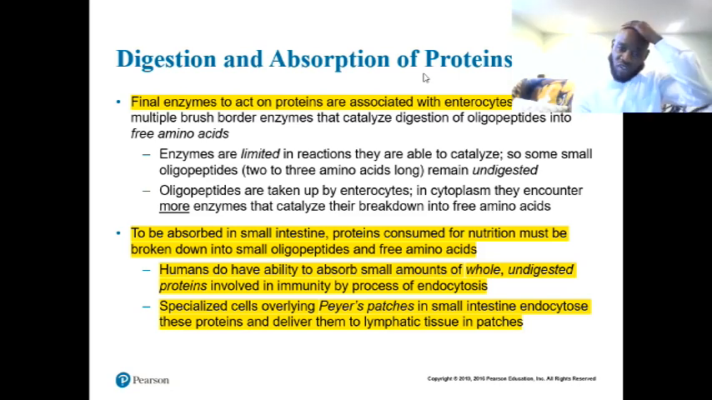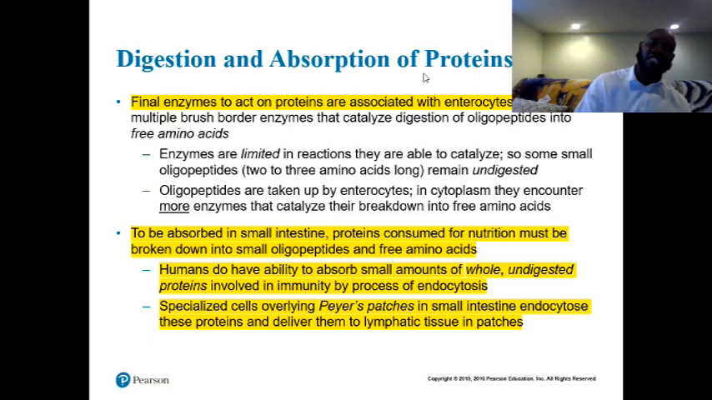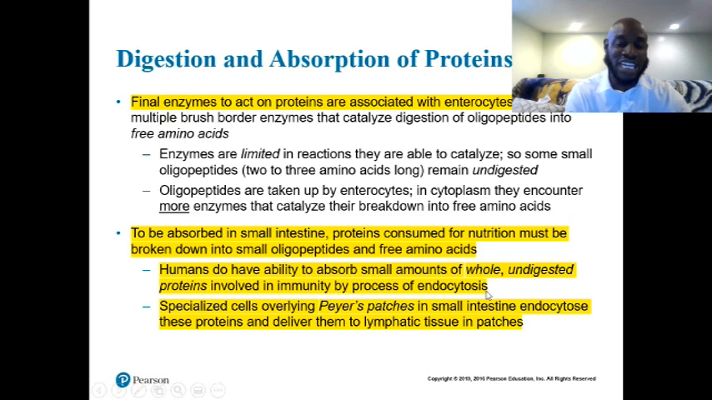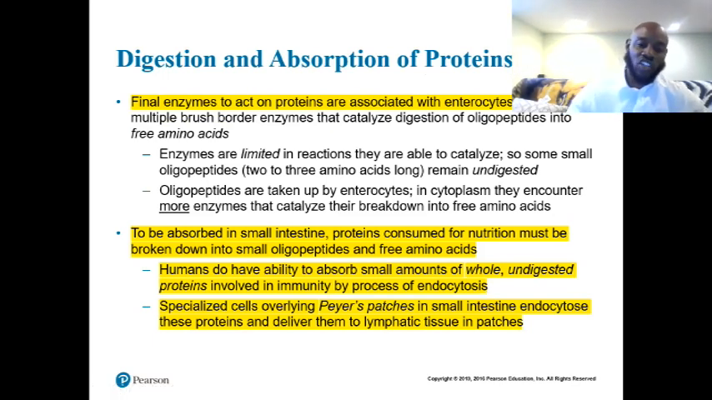To be absorbed in the small intestines, proteins consumed for nutrition must be broken down into small oligopeptides and free amino acids. That's what we want to break them down to. Humans do have the ability to absorb small amounts of whole undigested proteins involved in immunity by the process of endocytosis. You have specialized cells overlying your Peyer's patches in the small intestines that endocytose these proteins and deliver them to the lymphatic tissue in the patches.